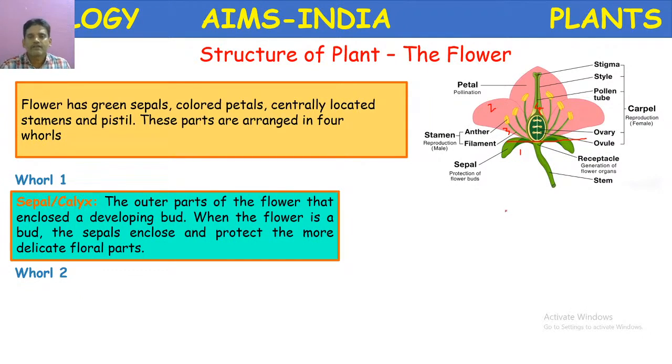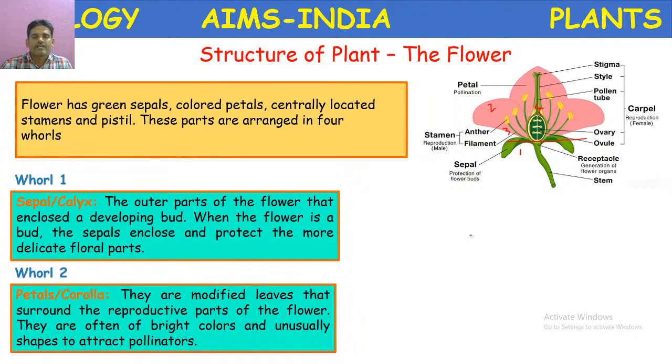Next, petals. The second whorl is the petal. It is also an outer whorl, which is bright in color, and they are modified leaves that surround the reproductive parts of the flower, and they are often of bright colors, and usually the shapes of these help to attract the insects for pollination. See how beautiful it is. This hibiscus flower, here you can see red color petals.